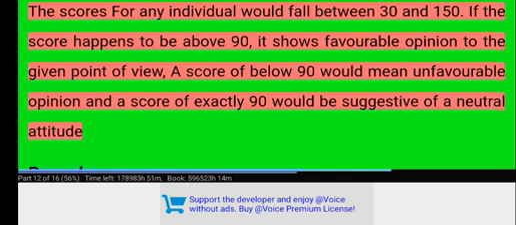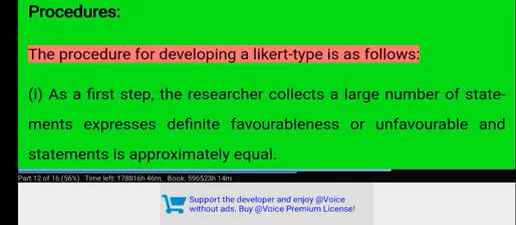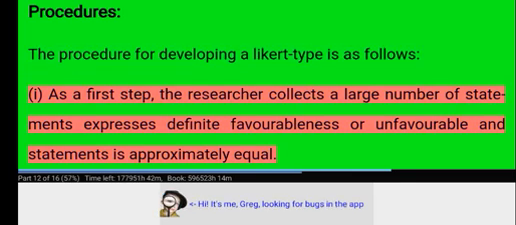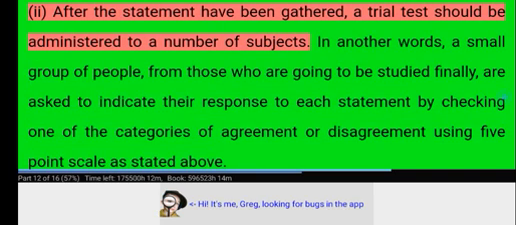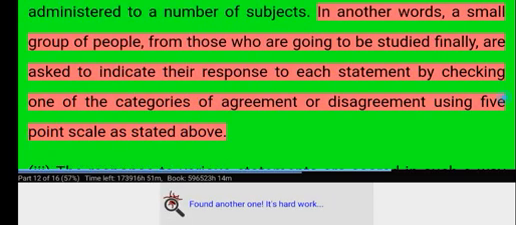neutral attitude. Procedures. The procedure for developing a Likert-type scale is as follows. I. As a first step, the researcher collects a large number of statements, each expressing definite favorableness or unfavorableness, and the number of statements of each kind is approximately equal. II. After the statements have been gathered, a trial test should be administered to a number of subjects. In other words, a small group of people, from those who are going to be studied finally, are asked to indicate their response to each statement by checking one of the categories of agreement or disagreement using the 5-point scale as stated above.